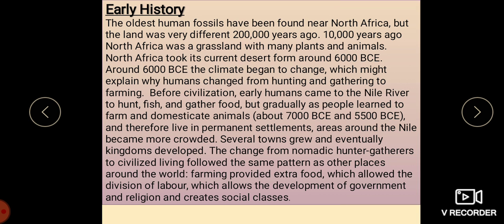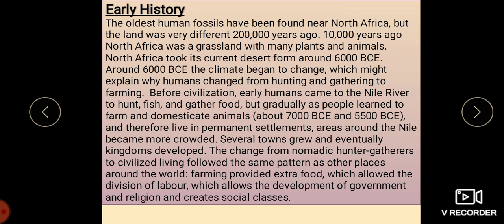The oldest human fossils have been found near North Africa, but the land was very different 200,000 years ago. 10,000 years ago, North Africa was a grassland with many plants and animals. It took its current desert form from around 6000 BCE. The climate began to change, which might explain why humans changed from hunting and gathering to farming.